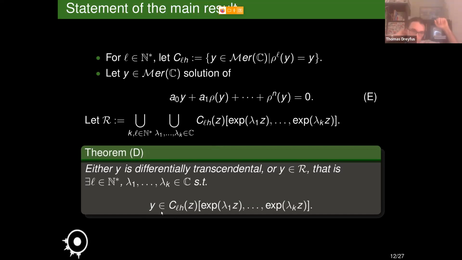So it's not an if and only if like before, meaning that you have a lot of functions in this ring that are differentially transcendental. In fact, they belong to this field here. But that's still information. Okay, no question so far? So I may continue.